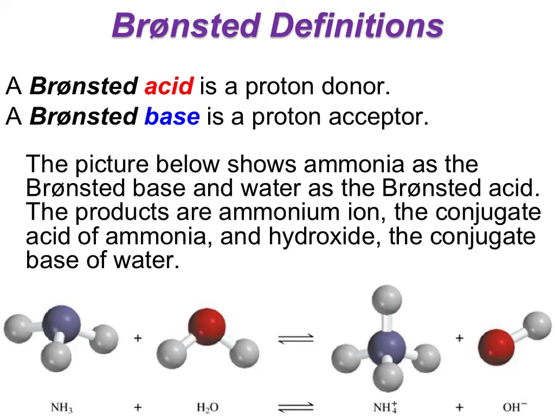Bronsted definitions for acids and bases. A Bronsted acid is a proton donor. That is, it gives up H+ to another chemical species. A Bronsted base is a proton acceptor. It is the chemical species that accepts the H+ from the Bronsted acid. In the picture, the ammonia molecule accepts a proton from the water molecule. This makes ammonia the Bronsted base and water the Bronsted acid.